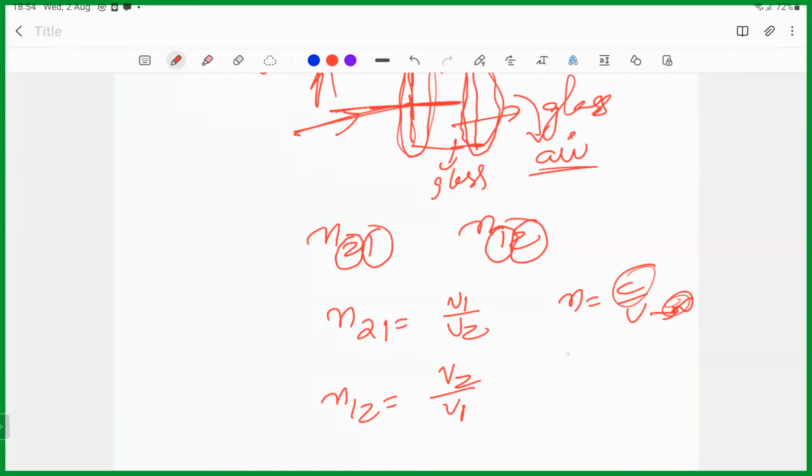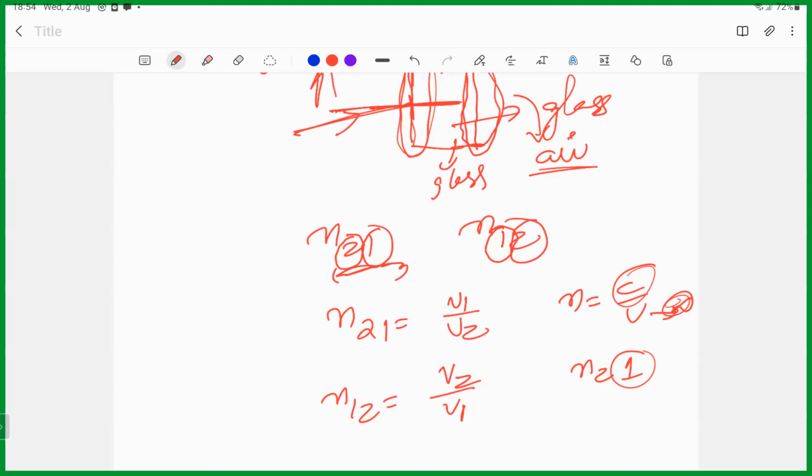Then we can simply say that it's n2. No need to keep n21, because medium 1 is vacuum or air. In that case, you need not have two suffixes. You can simply say it's n2 because medium 1 is air. Only in that particular case we call it an absolute refractive index. Otherwise, it's a relative refractive index.